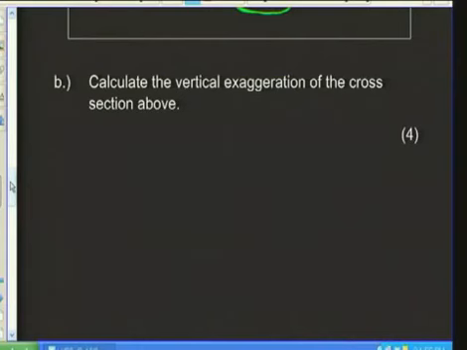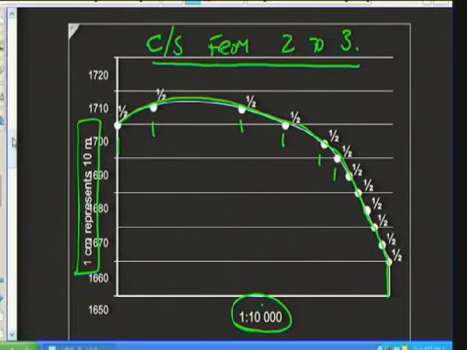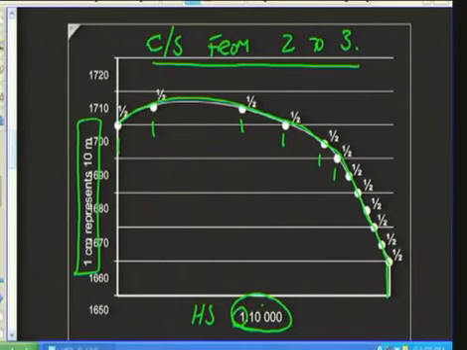Our final question for today has asked us to calculate the vertical exaggeration of the cross section above. Now first up, what is vertical exaggeration? Let's take a look at our cross section profile again. We've got two different scales here. We've got a horizontal scale here down the bottom, which, as I've said, is the scale of the topographic map, or in this case, the orthophoto map. 1 is to 10,000. That means that 1 centimeter on the map represents 10,000 real centimeters out in the landscape.